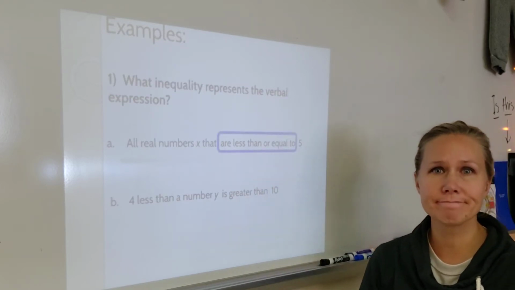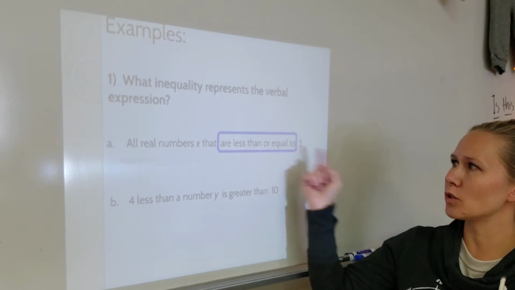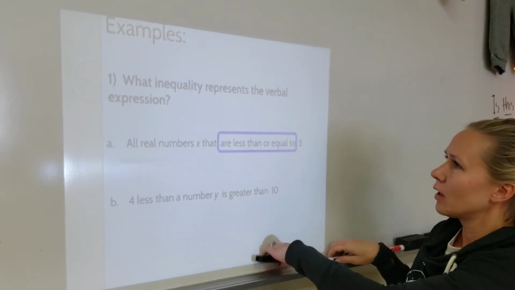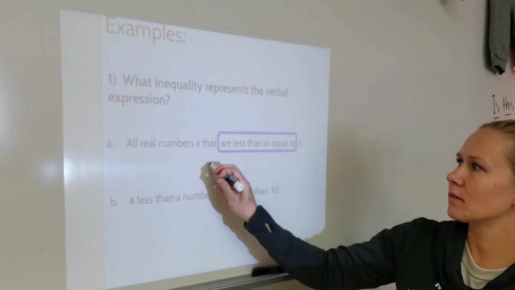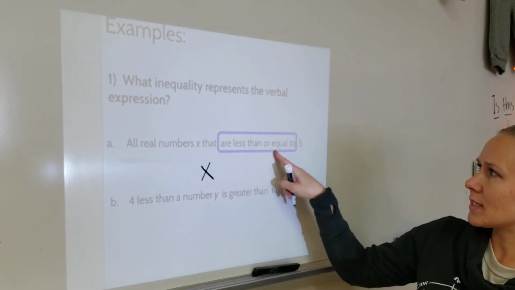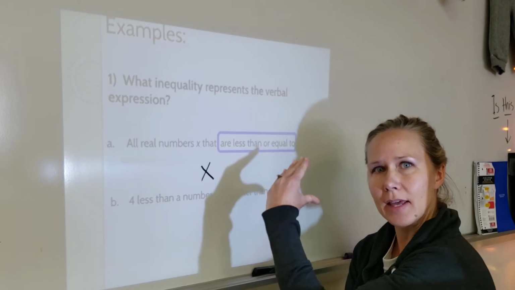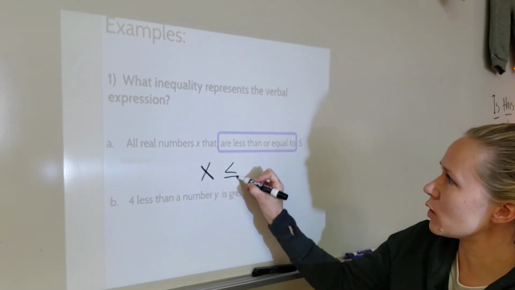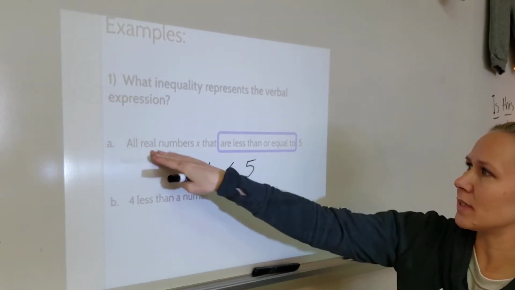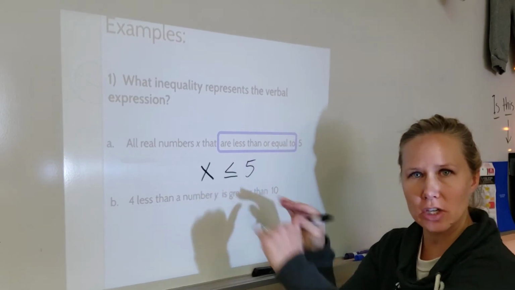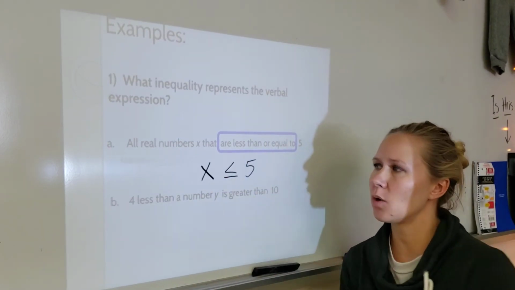Is that what you circled? Less than or equal to. That's our inequality symbol. So I'm going to start off with an x. Our less than or equal to, I want to make that symbol. So less than, left hand. Less than or equal to 5. I'm simply taking the words and I'm just changing them into an expression with an inequality symbol.